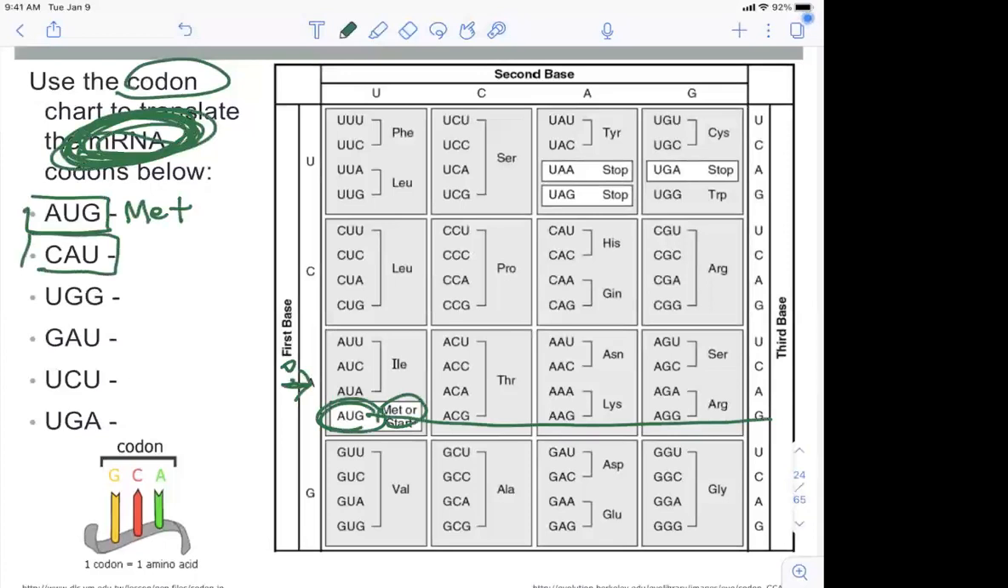CAU, I'm just going to do a couple of them. So here's C. Look for the second base down this way, and then I'm just going to look down. CAU stands for the amino acid histidine. And so the codon means it's on the mRNA. It's the 3 nucleotide sequence on the mRNA. Every 3 nucleotides on mRNA, remember, equal 1 codon.